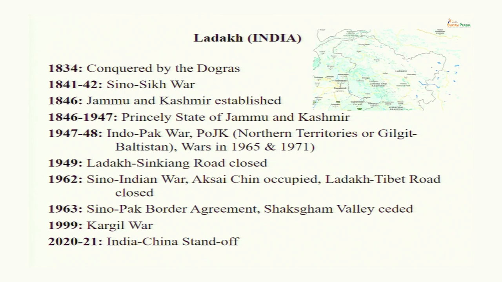They also signed a border agreement with Pakistan and took over the Shaksgam Valley, okay, which again is Indian territory illegally occupied by Pakistan and then illegally handed over to China. It was also an important place for the India-Pakistan war, the Kargil war of 1999. And then it was also a place where the recent Galwan standoff happened between India and China. When I discussed the India-China relations, I have already discussed the Galwan conflict in detail. So, I will not go into the details of it.